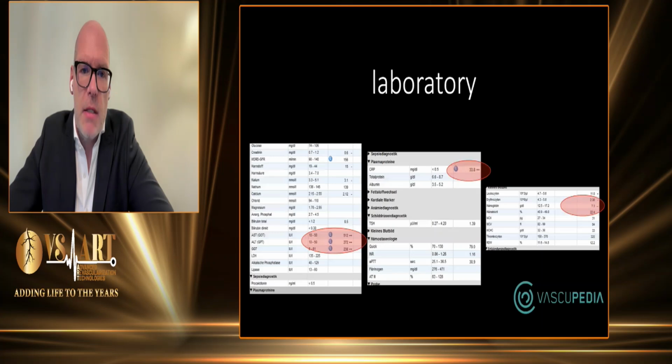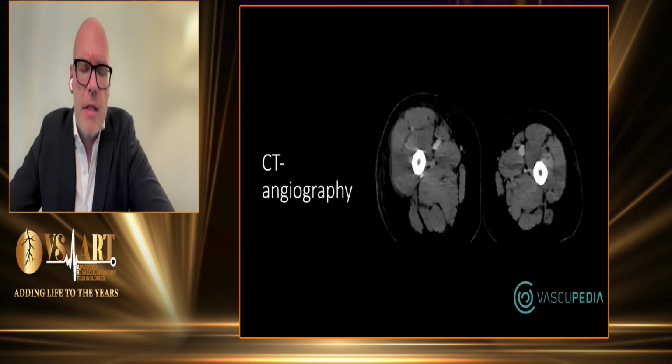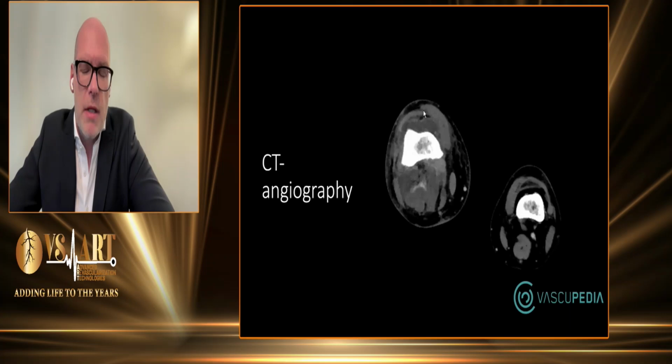What we see in the laboratory is a high CRP. It's a strong indication of infection, along with high AST, ALT, and laboratory inflammation markers. The hemoglobin was very low for this young patient. In the CT angiography, there was an identification in the popliteal area where the surgical intervention was, and you see there's a rupture in the area, a swelling, and a hematoma.